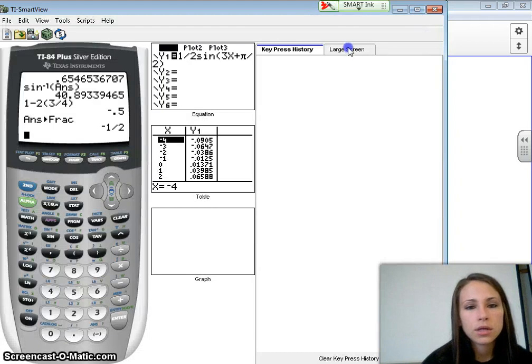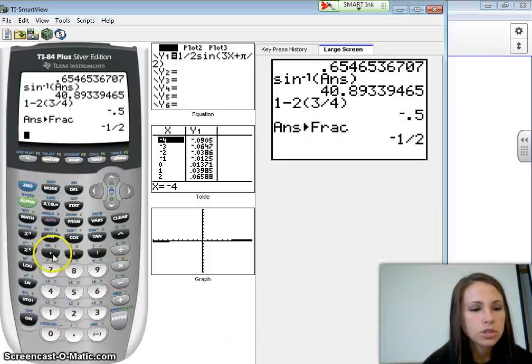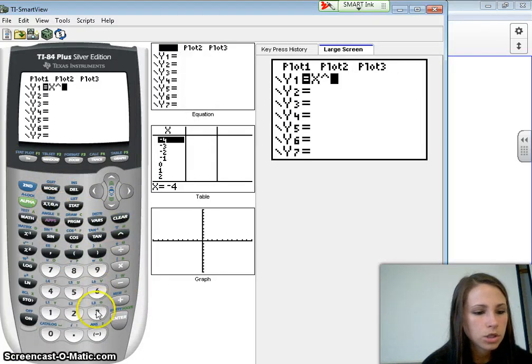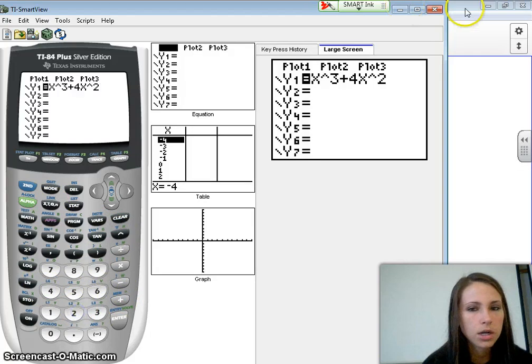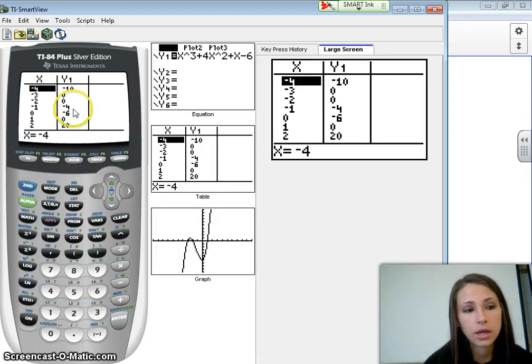So now that the calculator is open, I can plug this in and use synthetic division to factor it and see what's going to cancel, to see where there are holes. So I'm going to plug in x cubed plus 4x squared, so into my y, clear that out, x cubed plus 4x squared, and then plus x minus 6. So when I plug that in and go to the table, I can see that there are a couple of different zeros that I can use.